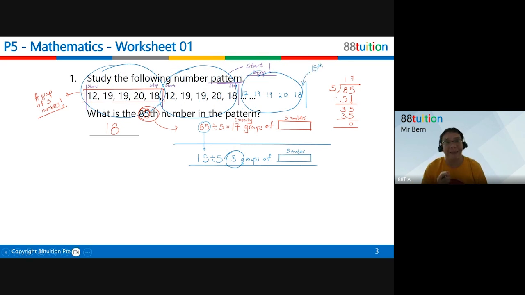So by pattern, the 85th number is something like this question, right? Is something the same? The 85th number is the number 18 also.